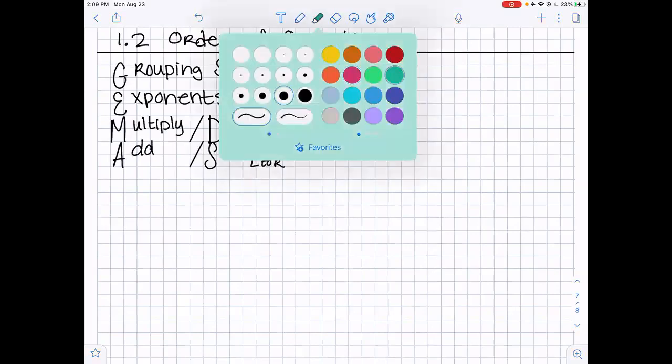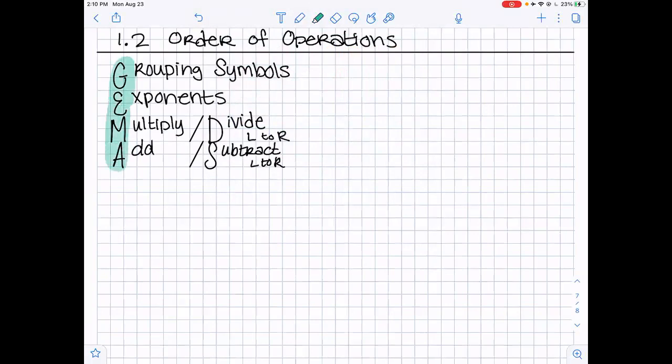Once you get this written, grab your green highlighter and highlight the capital letters. Green is rules. Whatever your rules color is, highlight that. This is a rule. Next to that, write down order of operations.